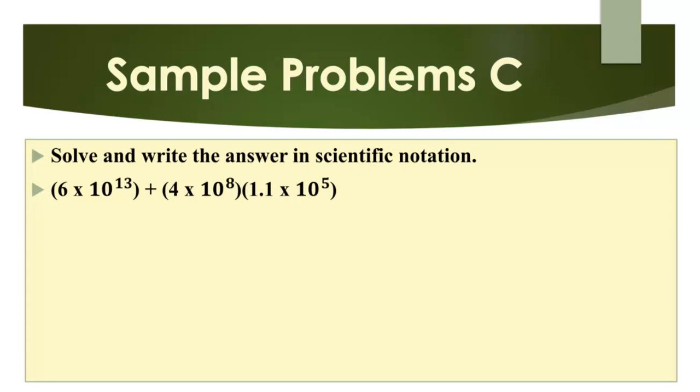And our last one. Here we're going to solve and answer this one in scientific notation. Here we have addition and multiplication. So let's do the multiplication first. So this would be 4 times 1.1, which is 4.4. So we have 6 plus 4.4, which will give us 10.4 times 10. And let's see here. I have 10 to the 8th times 10 to the 5th, which is 10 to the 13th. So this would be 10 to the 13th.